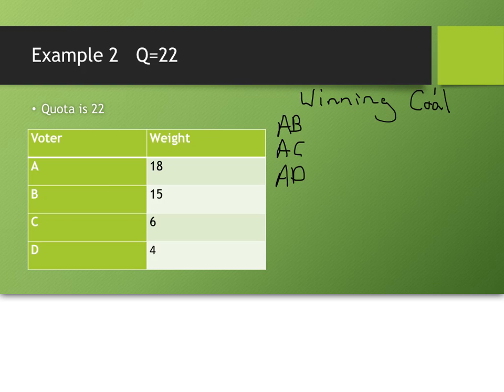With 3 voters, obviously we can do this A, B, C. If A is in there and B and D, they win. If there's A and C and D, then they win. And B, C, and D also win. And then if you put all the voters together, A, B, C, and D, they also win. So those are your 8 winning coalitions.